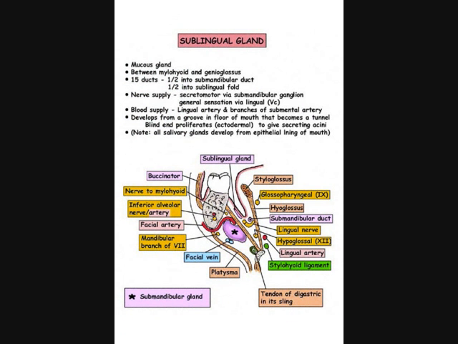Now, on each side of the tongue there are the sublingual glands. These are mucus-producing glands that lie between the mylohyoid and the genioglossus. Each has about 15 ducts. Some open separately and others secrete into the submandibular duct. The secretomotor fibres for these glands arise in the chorda tympani and are carried there by the lingual nerve, which of course also produces general sensation to that part of the mouth. The arterial supply again is the lingual artery and branches of the submental artery.